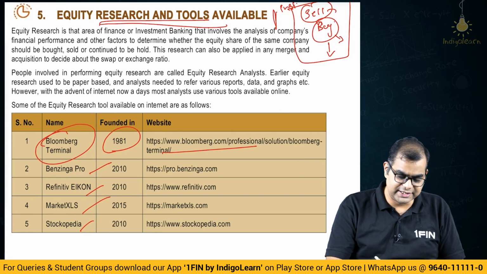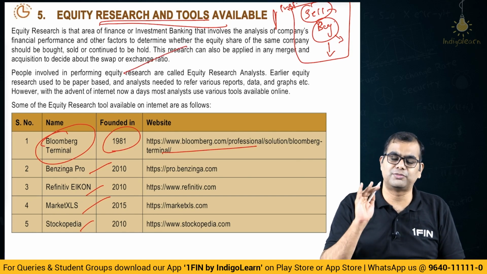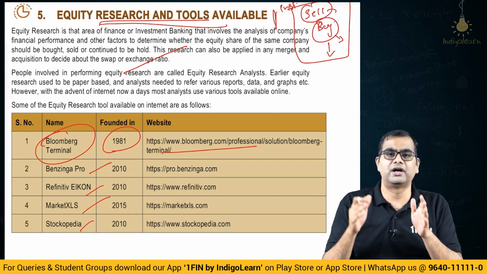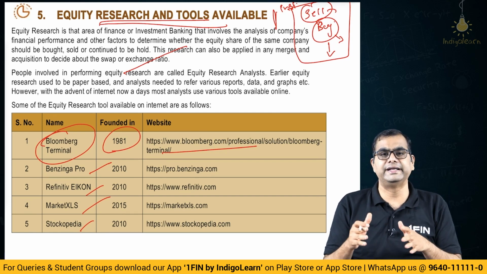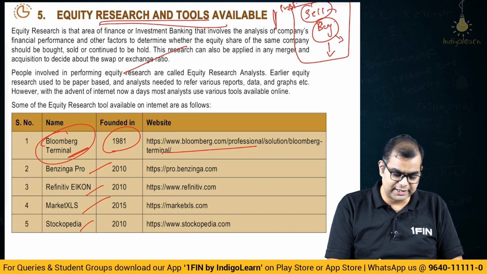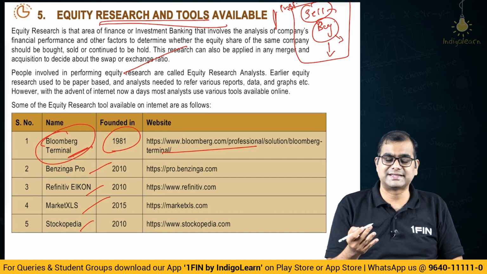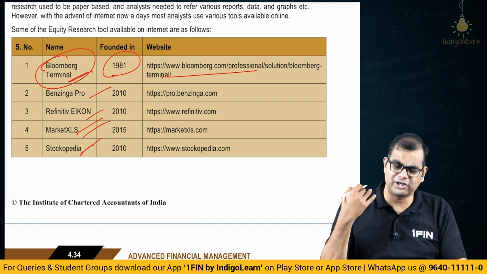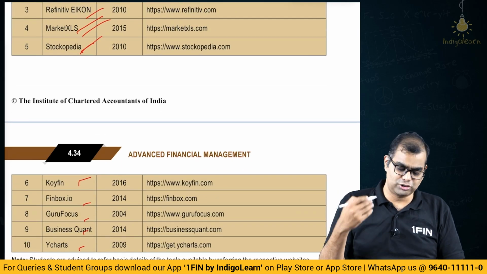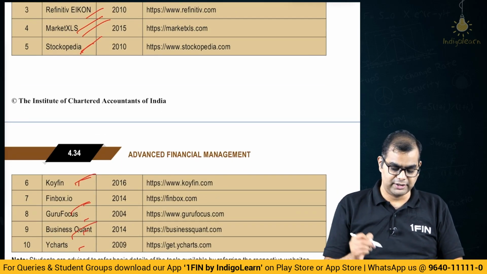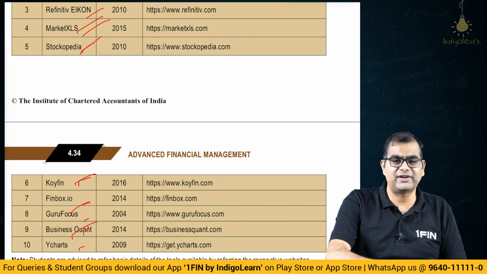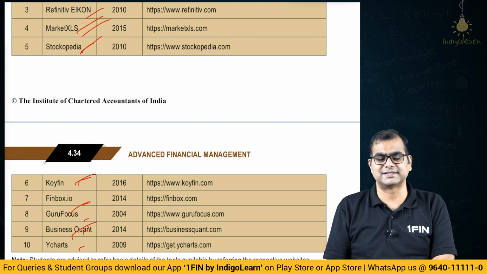So, what happens in equity research is people do a lot of research about stocks. They stick themselves to specific sectors, like power, gas, telecom, IT, and so on. And they use tools like Bloomberg, FactSet, Thomson Reuters, Market XLS, Stockopedia. They read a lot of annual reports, industry reports, and so on. Also tools like Y Charts, Business Quant, Guru Focus, and so on. I'm not sure whether they will ask all of this in the exam, but this is a new question that can be asked, right?